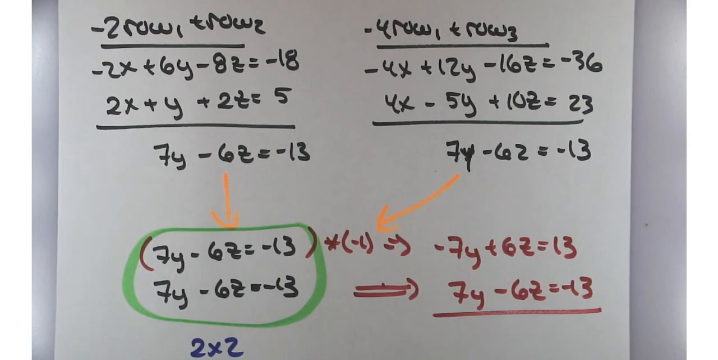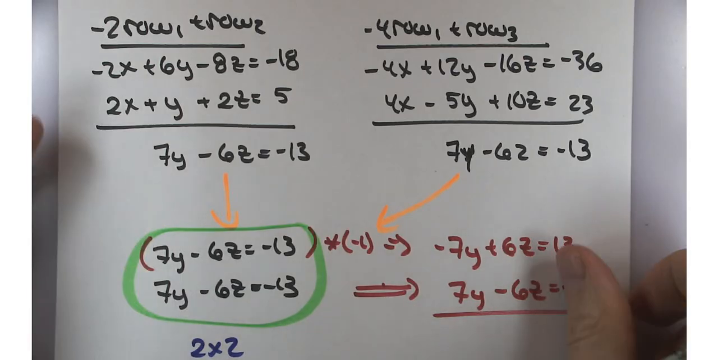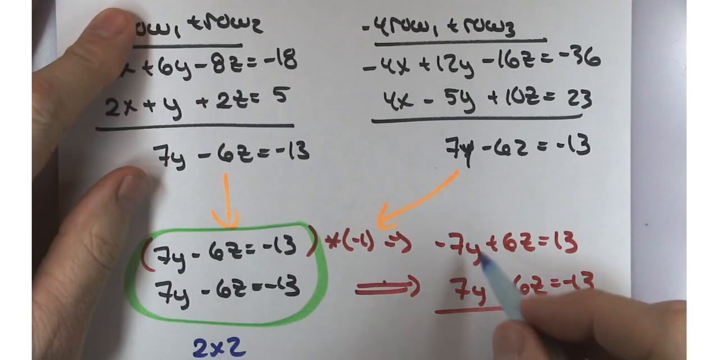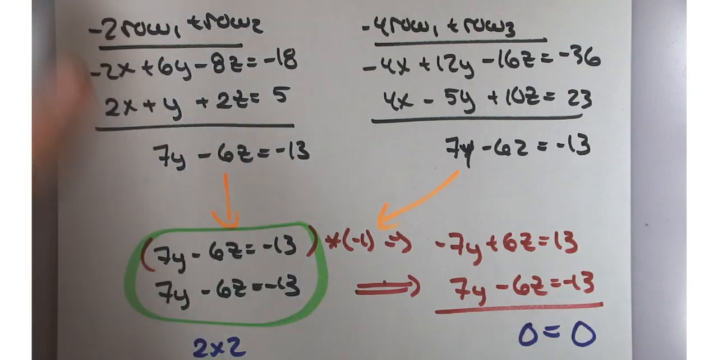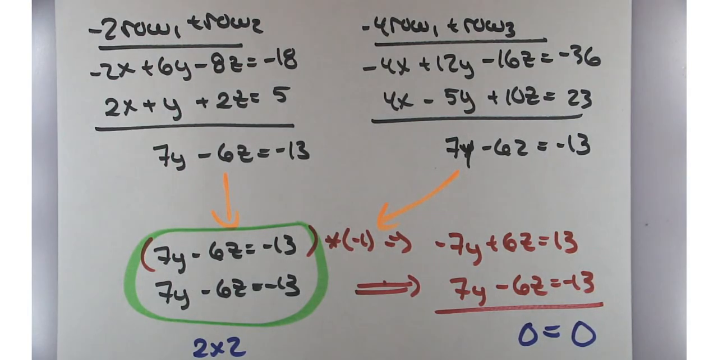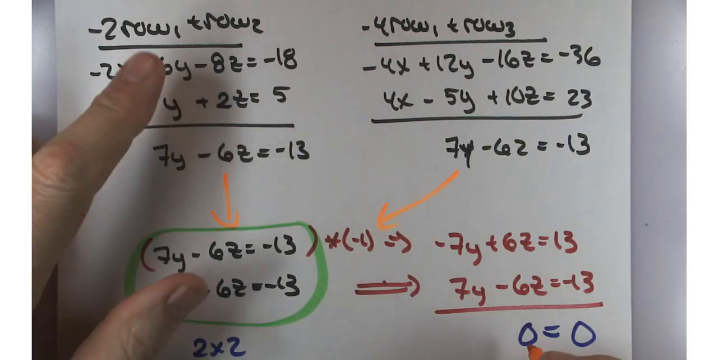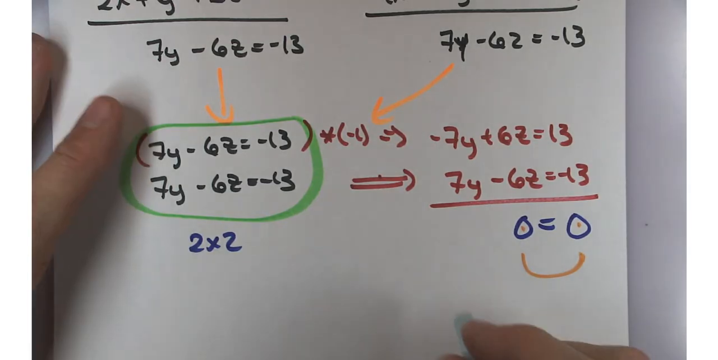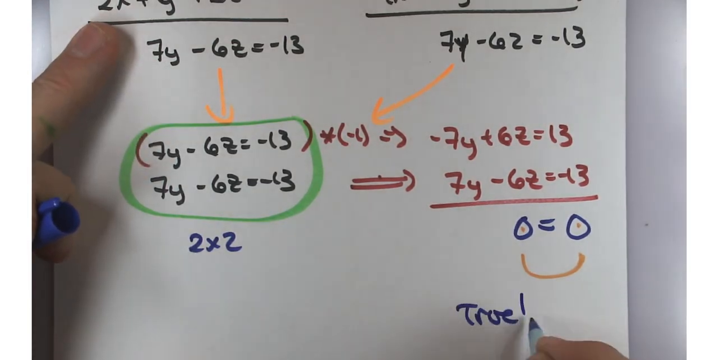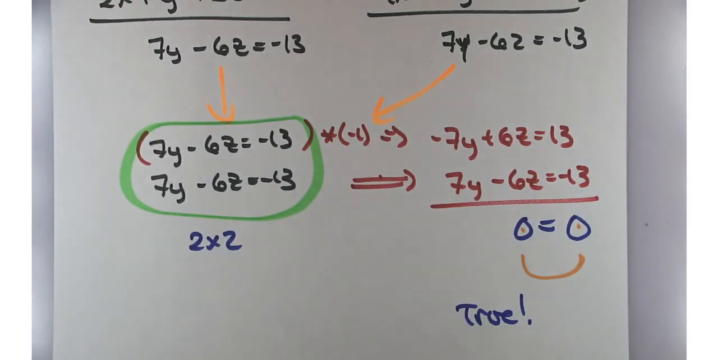What would I get when I add these two equations together? Start with the left-hand side. 0. How about the right-hand side? 13 and negative 13? 0. So 0 equals 0. Wow. Well, 0 equals 0, that's true, right? But all the variables have dropped out. So as Heba was predicting, it's a dependent system.